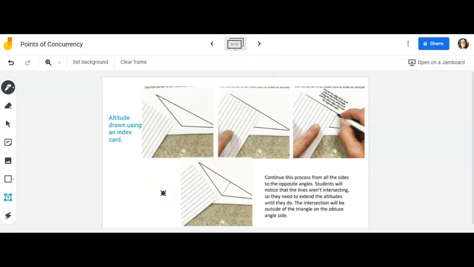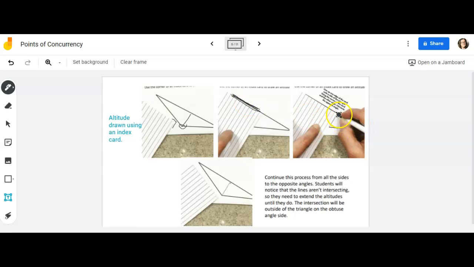Another way to find an altitude, let's say I was not on a piece of grid paper and I just had a triangle drawn. I could use the corner of an index card. So anything that has a corner like that, you want to lay it down and scoot over until you're lined up with the corner, this corner right here. You want to scoot the paper over just enough so that you line it up right on that edge. And then you want to be able to see that line. So that's why I have it placed just so.